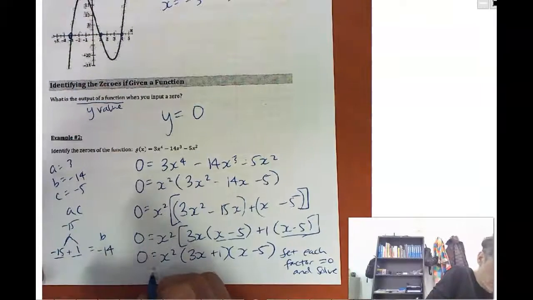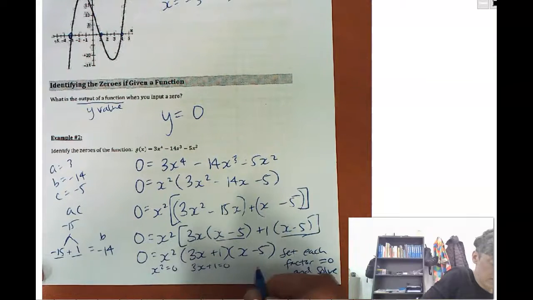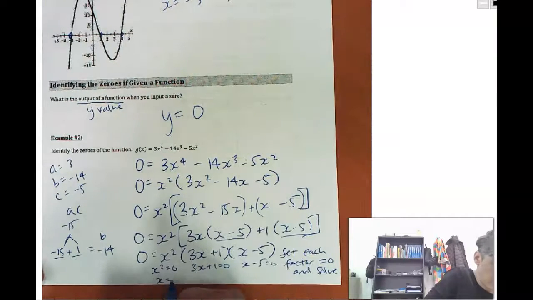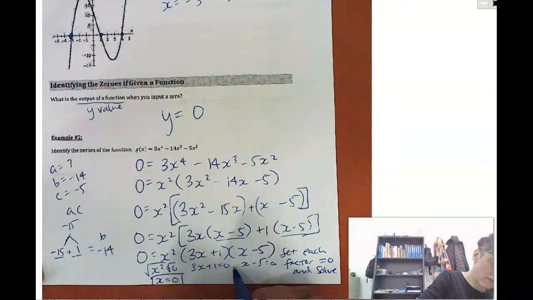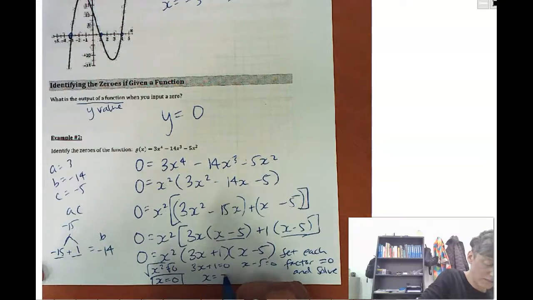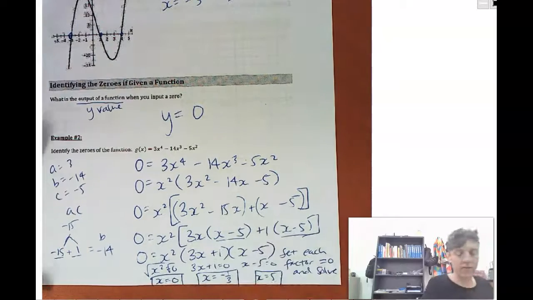There we go. So we'll have x squared equals 0, 3x plus 1 equals 0, and x minus 5 equals 0. So this is going to get us x equals 0. We'd square root both sides. Square root of 0 is 0. We would subtract 1 and divide by 3 and get x equals negative 1/3. And add 5 and get x equals 5.